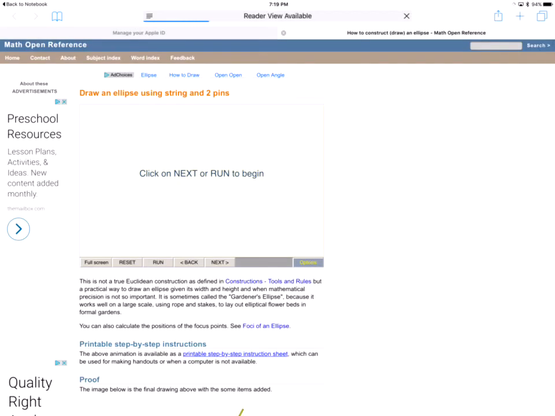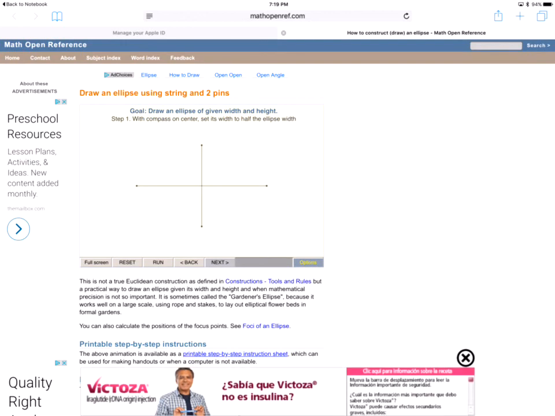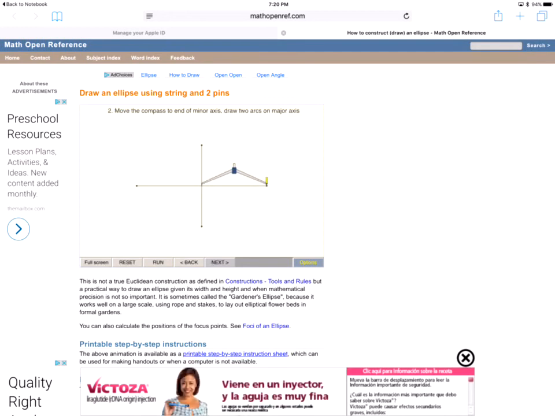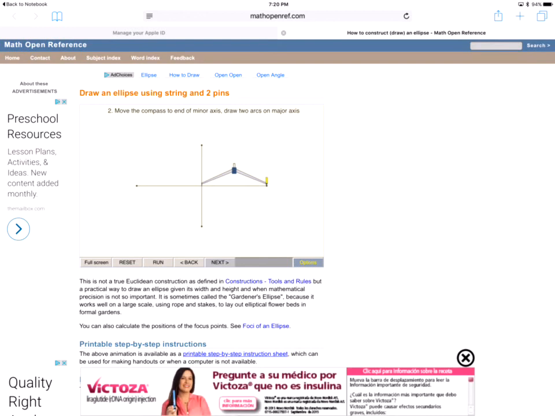So just to show you what that looks like, if you run through the construction of how an ellipse is created, you have the center, and you set its width to half the ellipse width, so you can see how that's done. Then you move the compass to the end of the minor axis and draw two arcs on the major axis, so that the distance between those two points is the same. That represents your foci. Foci is plural for focus, so there are two of them.